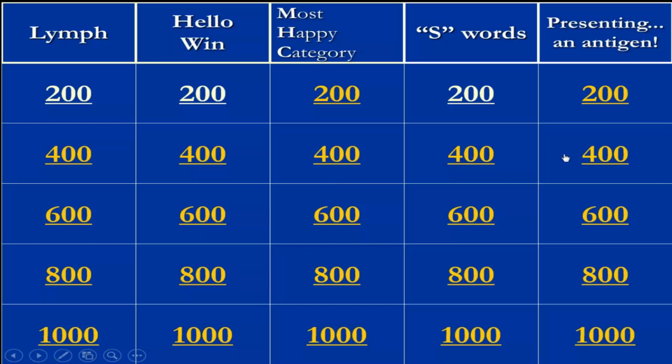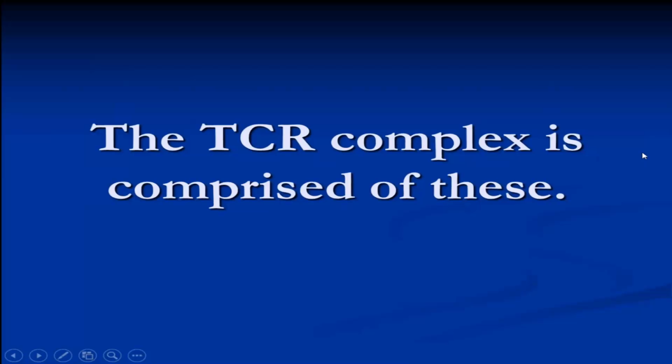Go ahead. Antigen for 400. The TCR complex is comprised of these.